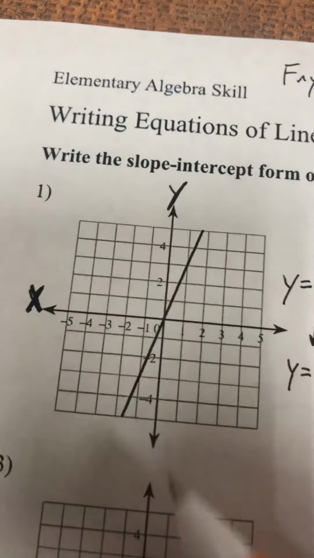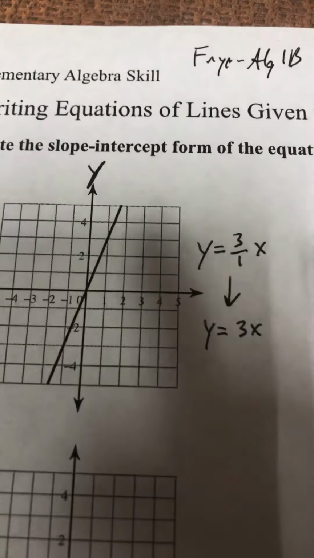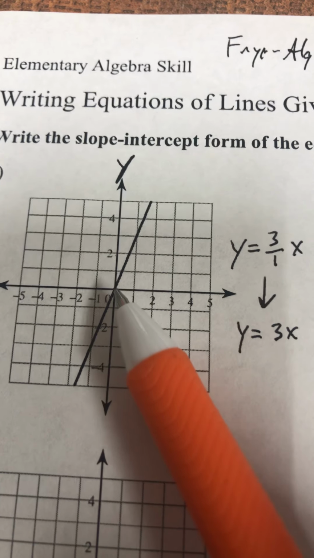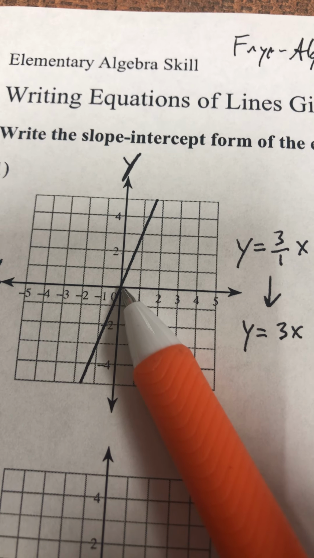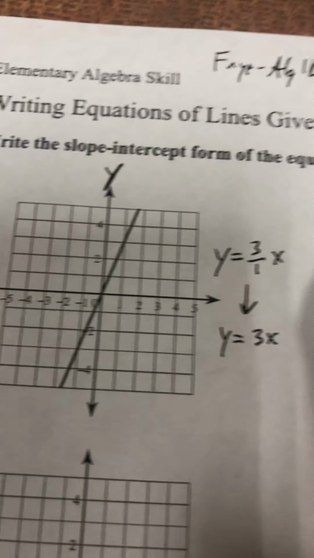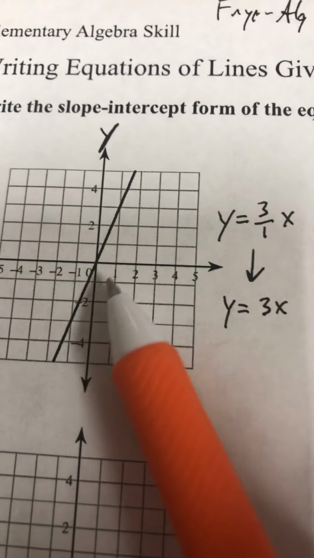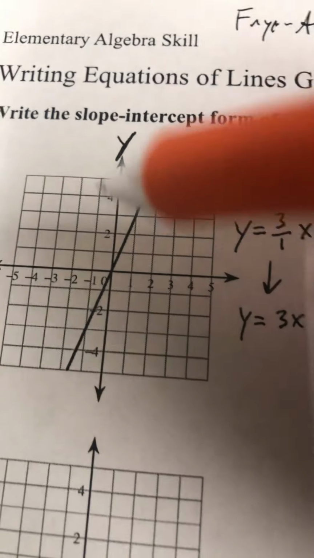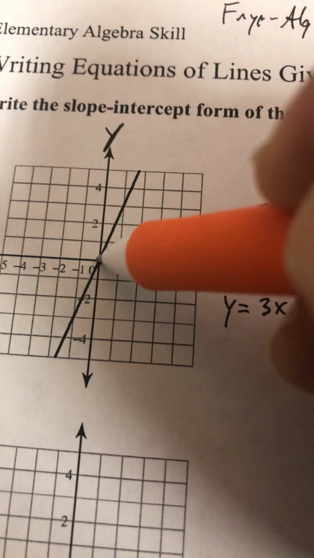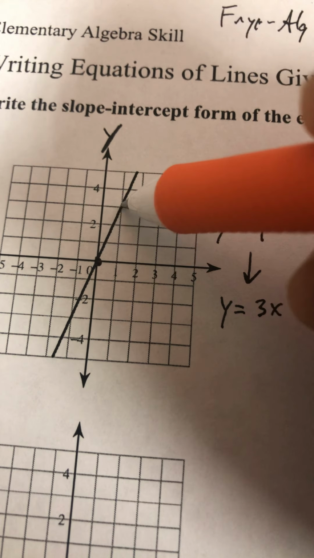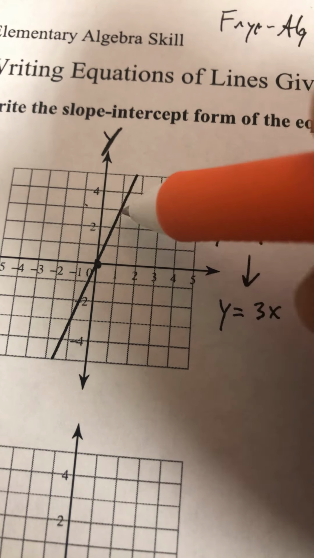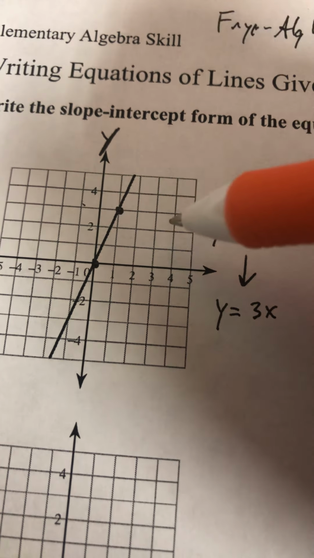So here's my y-axis, here's my x-axis. And if I take a look at this line, it crosses the y-axis at 0. So I'm not going to have a plus or minus anything back here. The y-intercept is 0, so I'm not going to have anything back here. And so from this point, you've got to find out where it crosses perfectly with 2 coordinates. So I would go right there.